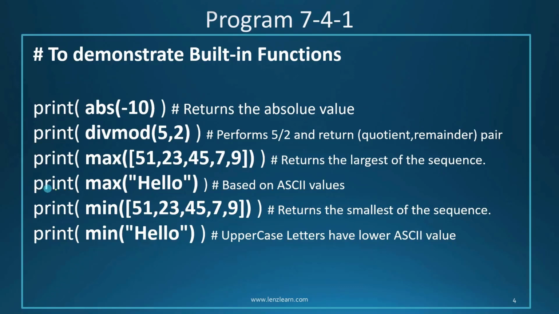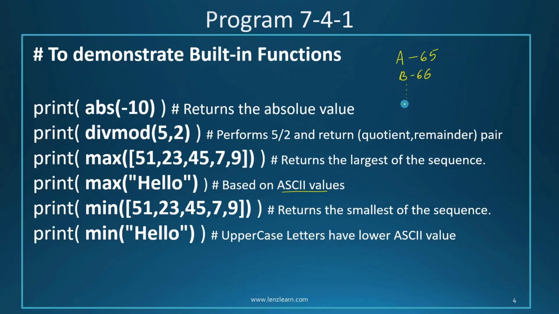Now the fourth print statement, where we are trying to print the max value from this string hello. The output of max depends on the ASCII value of the characters. First of all, you should understand ASCII value is just a numerical code given to each button in your keyboard. The standard ASCII value defines that capital A has value 65, B has value 66.